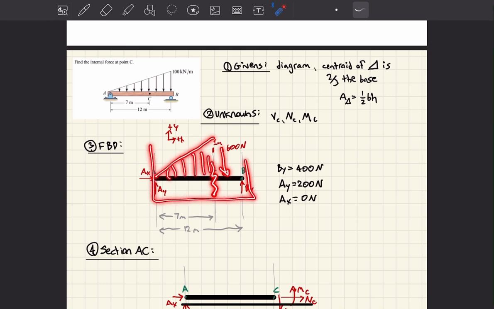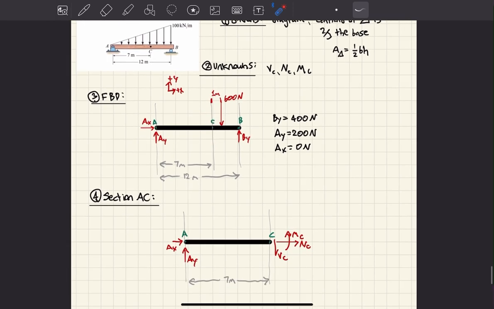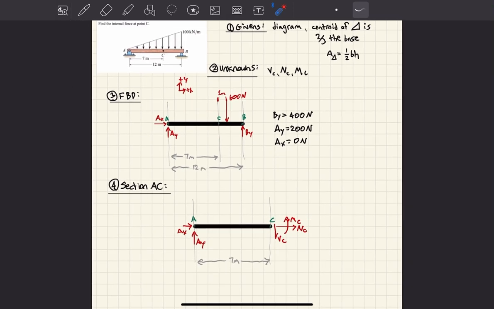If we take the whole beam into consideration, then we can summarize this distributed load as a single force acting 8 meters away from A. But since we cut the beam, now we have to recalculate what this distributed load will be, and then take a resultant force of that.